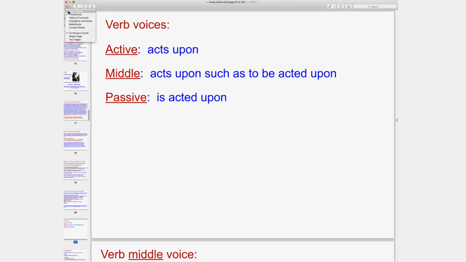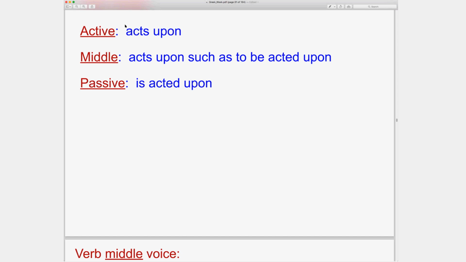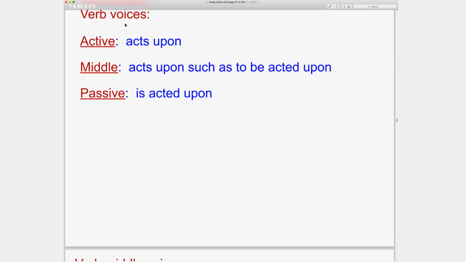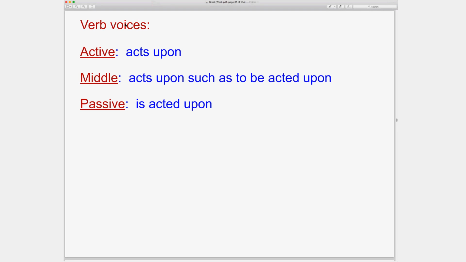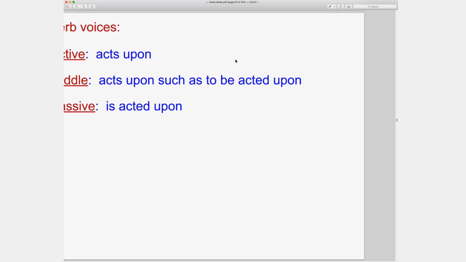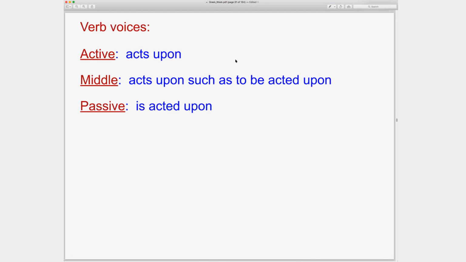So let me give an example of how that works. See, my slides don't seem to be going. I must have gotten into a different view mode. I need single page view.